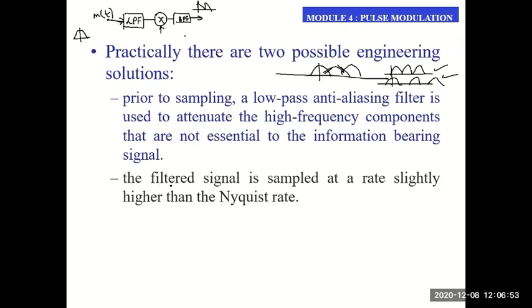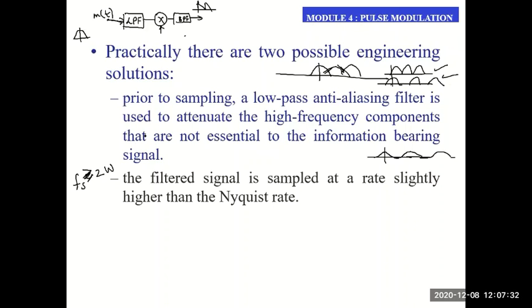And the filtered signal is sampled at a rate slightly higher than the Nyquist rate. This is the second solution. What is that? Rather than keeping the sampling frequency as exactly 2W, if I'm going to consider Fs slightly greater than 2W, then I'll have this distance. Even in the worst possible case that this spectrum is extending, you would have some gaps. So your next spectrum starts here, the next part starts here. So the spectra will avoid overlap at the receiving side.